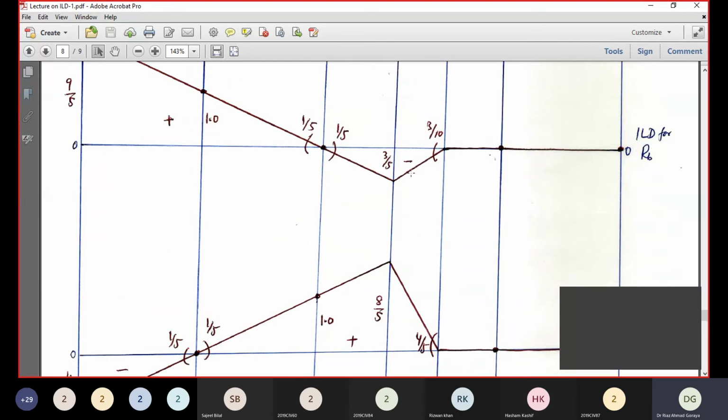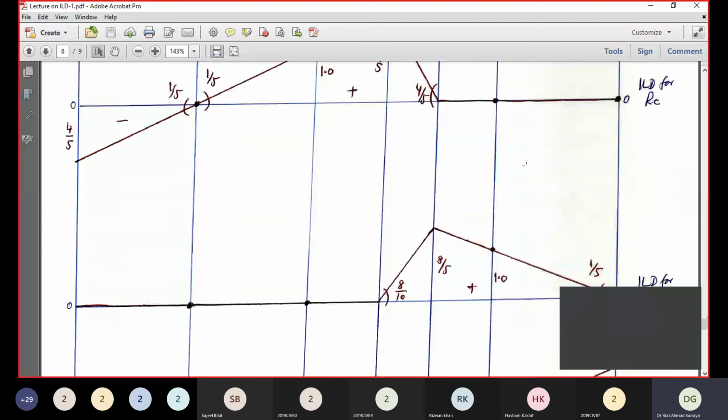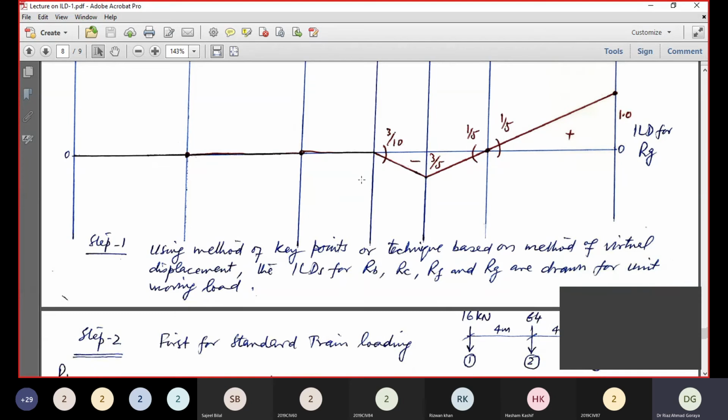And lastly, ILD for RG, giving a unit positive displacement at G, 0 at all other supports. 1, 0, and all other 2 zeros. This is continuous up to point E, 1 by 5, 1 by 5, 3 by 5, and 3 by 10. So using the method of key points or technique based on method of virtual displacement, the ILD for RB, RC, and RF and RG are drawn for unit moving load.